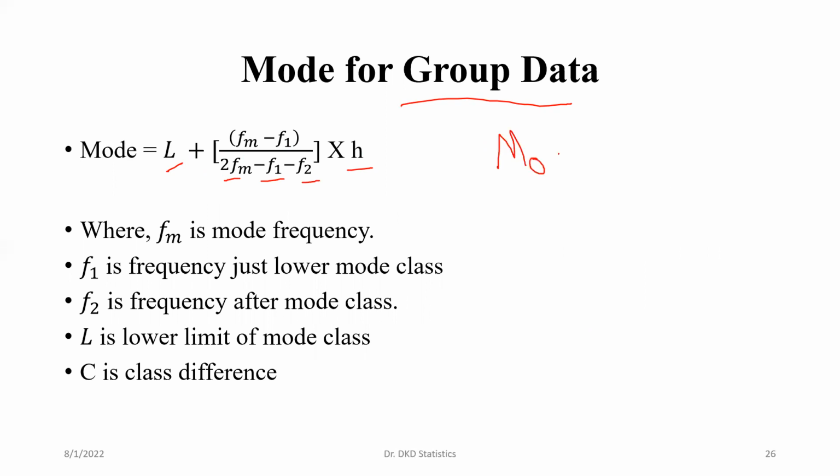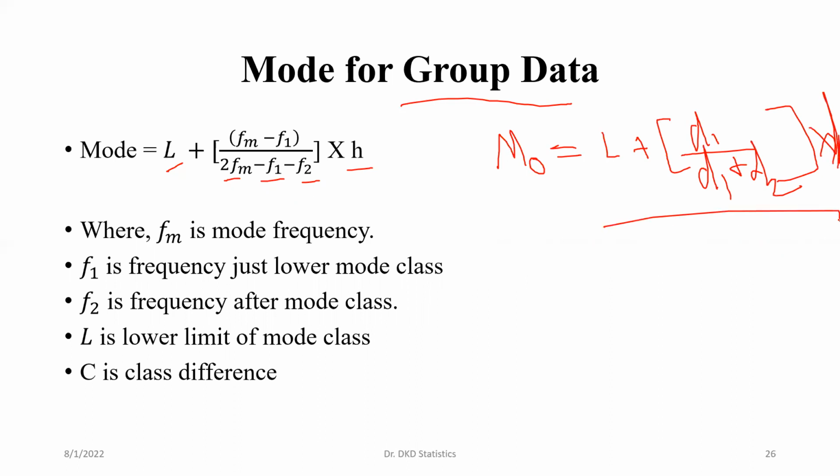Another formula we can use is mode equals L plus, within brackets, d1 divided by (d1 plus d2), bracket closed, multiplied by h. This way we can also find the mode. Here f1 is the frequency just lower than the modal class.